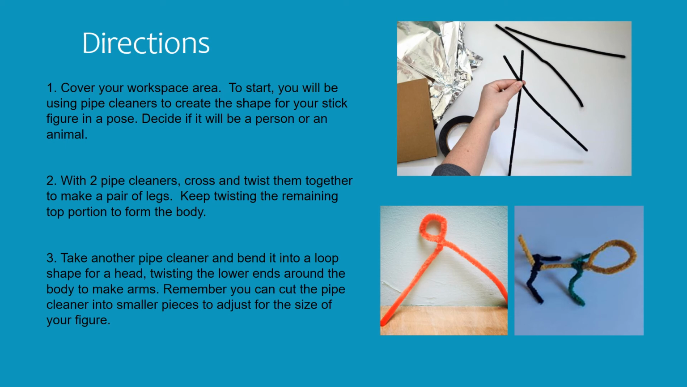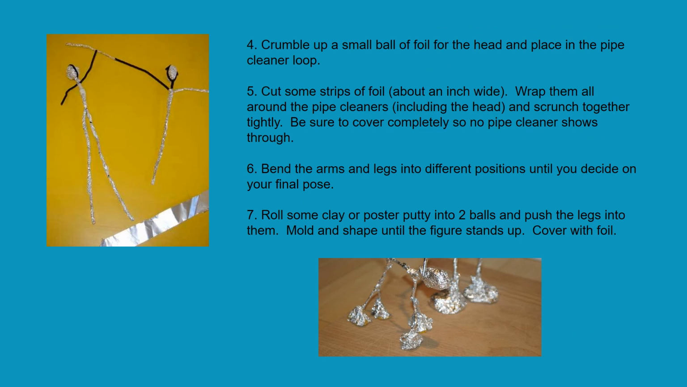Second, with 2 pipe cleaners, cross and twist them together to make a pair of legs. Keep twisting the remaining top portion to form the body. Third, take another pipe cleaner and bend it into a loop shape for a head, twisting the lower ends around the body to make arms. Remember, you can cut the pipe cleaner into smaller pieces to adjust for the size of your figure. Fourth, crumple up a small ball of foil for the head and place in the pipe cleaner loop.